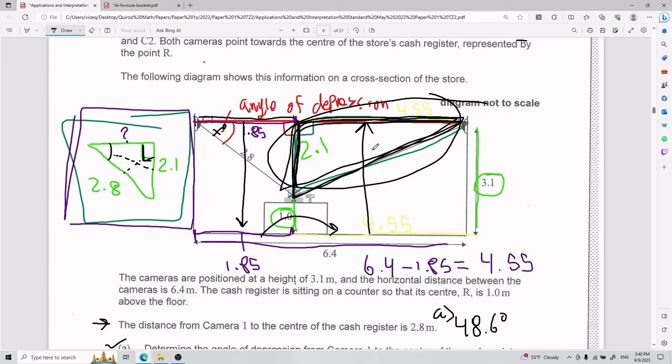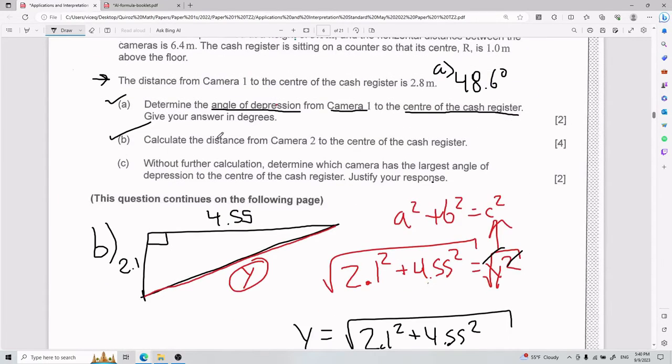If you're not sure how to get there, just find angles and stuff. You'll get creative. It'll work out. See? Cool. That is for part B. And for part C, it gets a little funky. See? It says that without further calculation, determine which camera has the largest angle of depression to the center of the cash register and to justify your response.